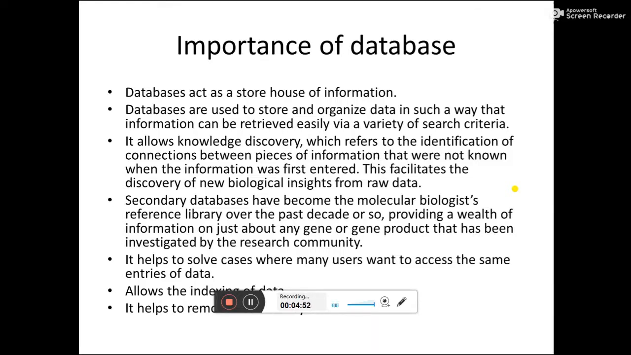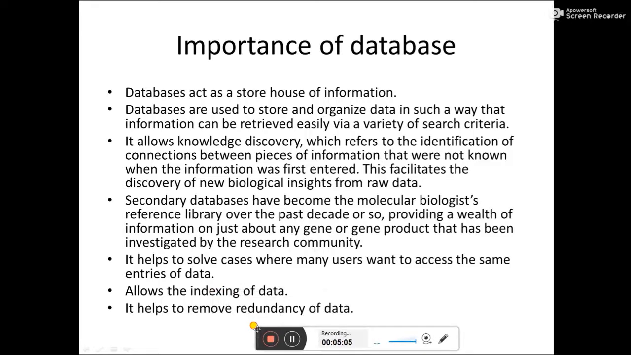And the secondary databases have become the molecular biologist's reference library, and they also help in cases where many users want to access the same entries of the data. You can also index the data, and in some cases help remove the redundancy of the data. Hope the databases are clear to you now.